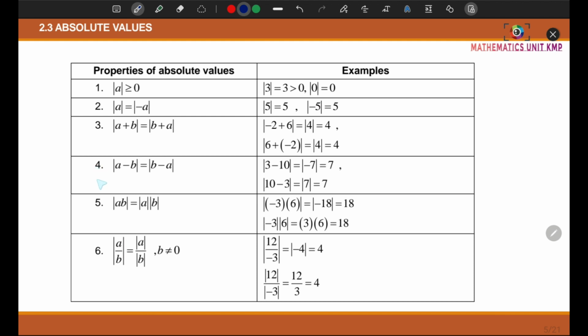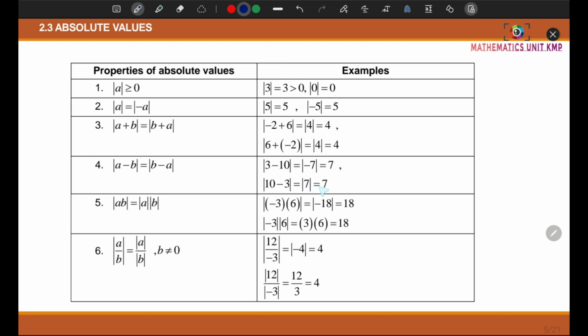Okay, property number 4, the absolute value of A minus B is equal to the absolute value of B minus A. So for subtraction too, the order doesn't matter, you can change the location of the values. So here, if you have 3 minus 10, you will have the absolute value of negative 7, equal to 7. And if you have 10 minus 3, the absolute value of 10 minus 3 will be equal to the absolute value of 7, equal to 7.